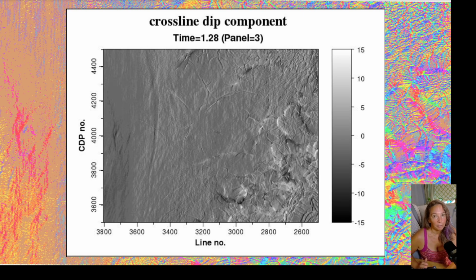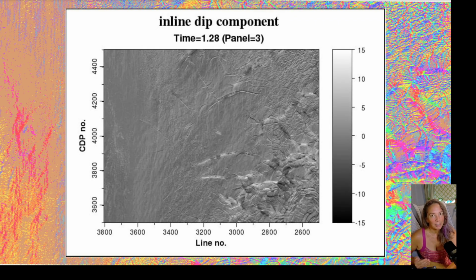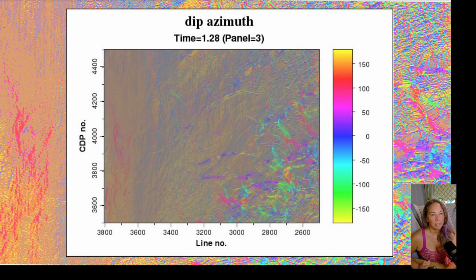So let me go back and forth between the two. So we've got cross-line, inline, cross-line, inline. So you can see that the direction that you're calculating dip really matters and shows you different features. We can also look at the dip azimuth.